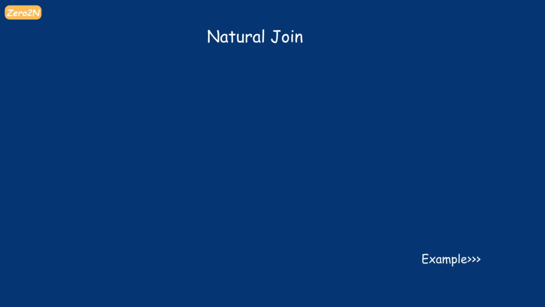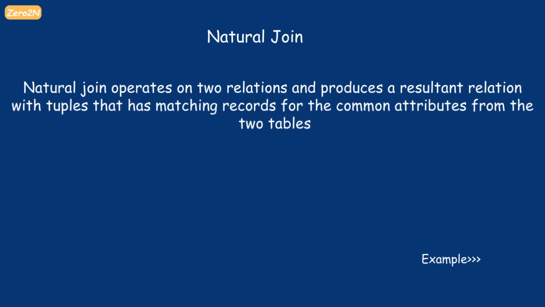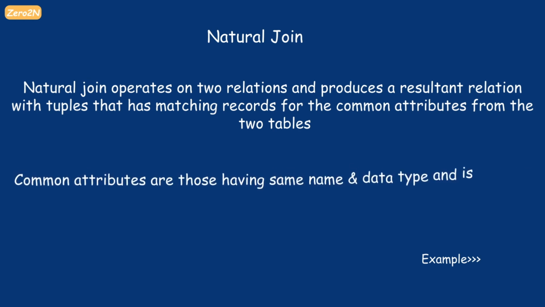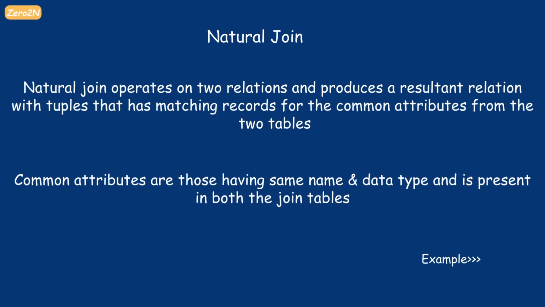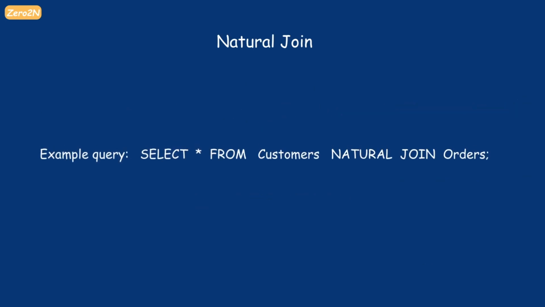Let's start with natural join. Natural join operates on two relations and produces a resultant relation with tuples that has the matching records for the common attribute from the two tables. Common attributes are those having the same name and data type in both the tables. A query with natural join looks like this.